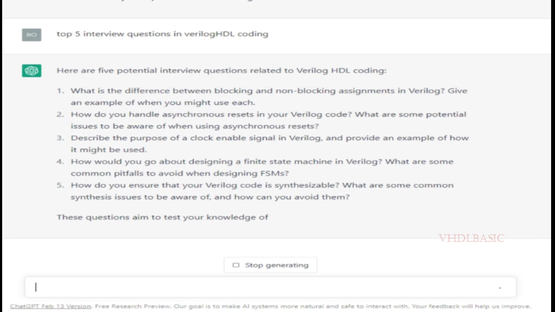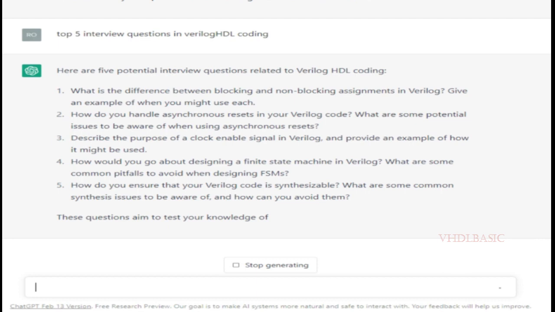Second, synthesis mismatches can occur when the behavior of the synthesized design doesn't match the behavior of the RTL code. It can be caused by issues such as non-synthesizable constructs, inferred latches, and other design issues. Third, synthesis tools can sometimes optimize the logic in unexpected ways, leading to incorrect behavior or performance issues. To avoid this, it's important to carefully review the synthesis netlist and perform post-synthesis verification.